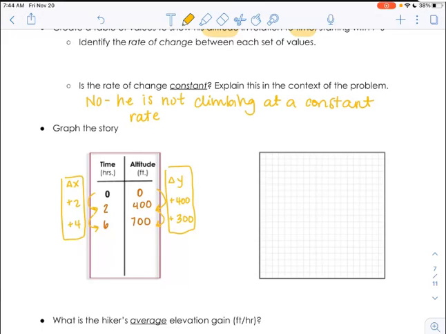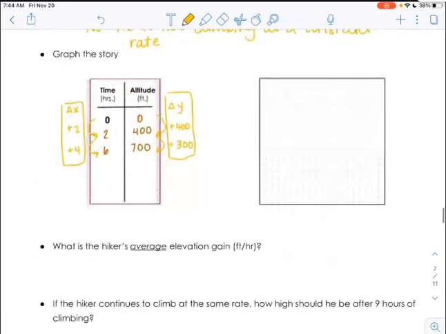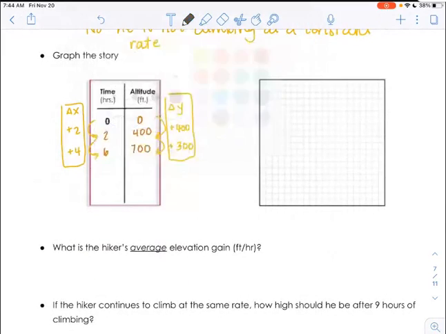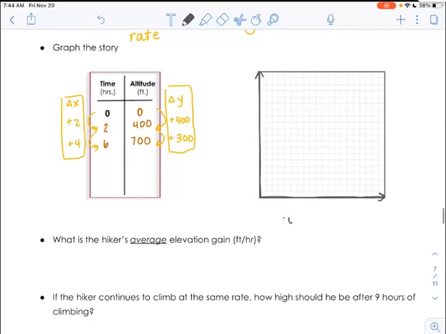So then it says graph the story. So I'm provided with an open graph here. And so I'm going to set it up to work for the information that I was given. All these values are positive, so I can use the border here as my y-axis and then my x-axis. I'm not going to have to go anywhere negative because time can't be negative. Time is going to go on the bottom, and time is being measured in hours here. And then the altitude is our dependent variable, and that's being measured in feet on the y-axis.